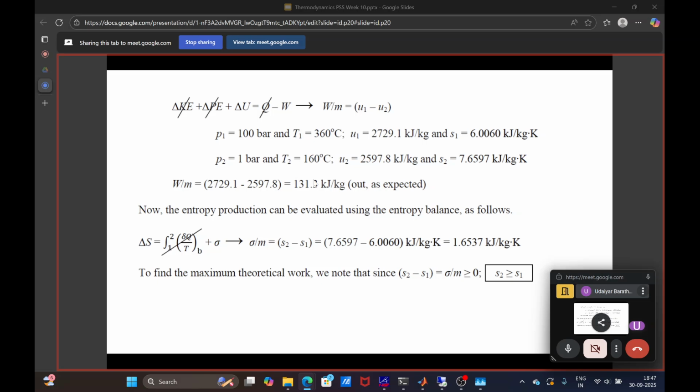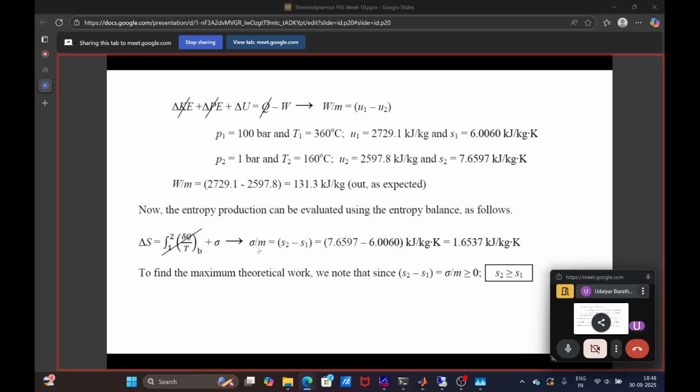But this is an irreversible process. You have entropy which is generated. So we need to find out how much entropy is generated first. Applying the entropy balance, delta S is the entropy change because of heat transfer plus the entropy generated. So the system equals surroundings plus the entropy generated. That's what is written.